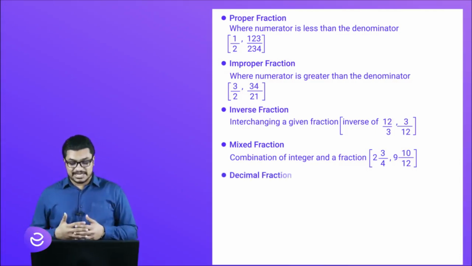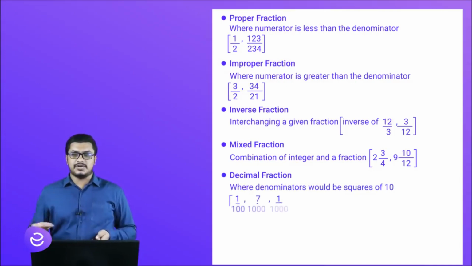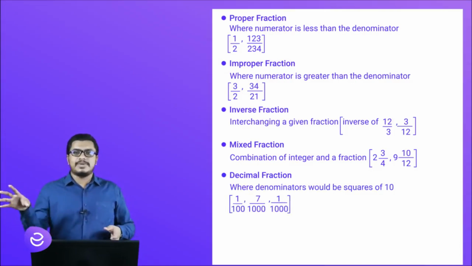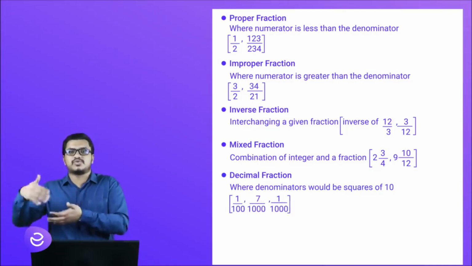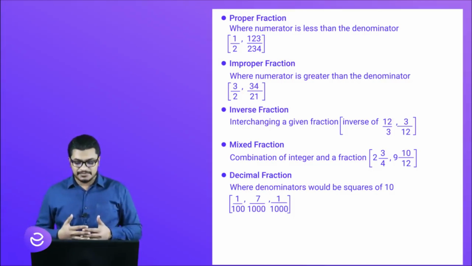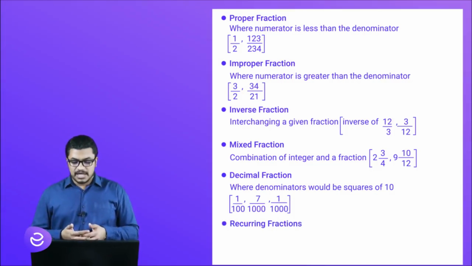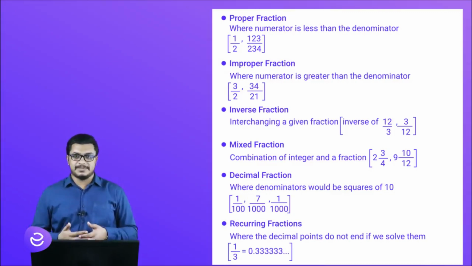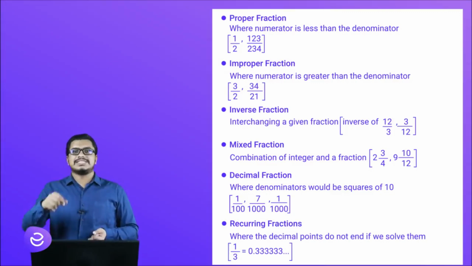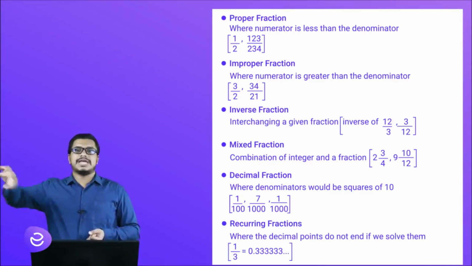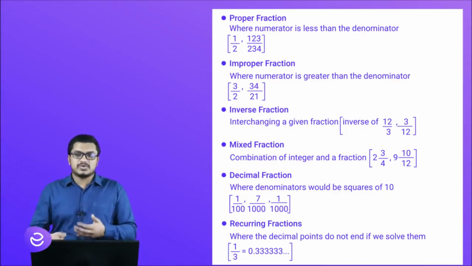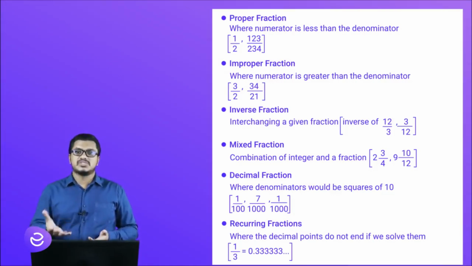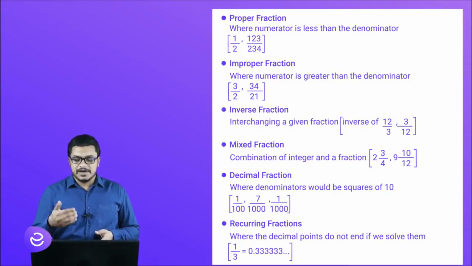Then you have a decimal fraction, where the denominators are powers of 10: 1 by 10, 1 by 100, 1 by 1000, 1 by 10,000. That is a decimal fraction. And at last we have the recurring fraction, where the decimal places do not end if we solve them. For example 1 by 3. If we do the long division method, we get 0.3333. It will not end, it will go on like that. Those are called recurring fractions. So these are some types of fractions.